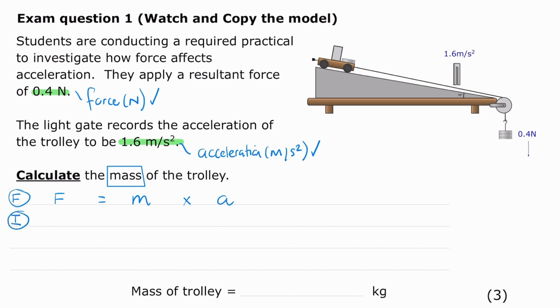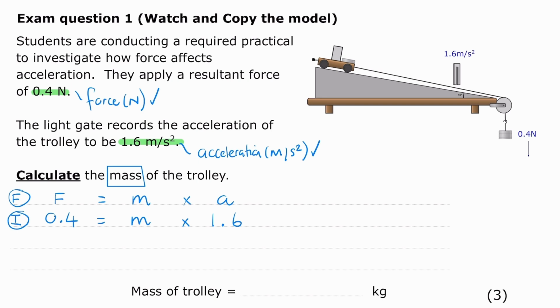I for input the values. So we're going to substitute the values that we've highlighted earlier into our formula, making sure that if we've done any conversions, it's the converted values that we put in. So force is 0.4 newtons. We don't need to put the newtons in. The mass is unknown, so we'll leave that as m. And the acceleration is 1.6 meters per second squared. And this gives us the equation 0.4 is equal to m multiplied by 1.6.